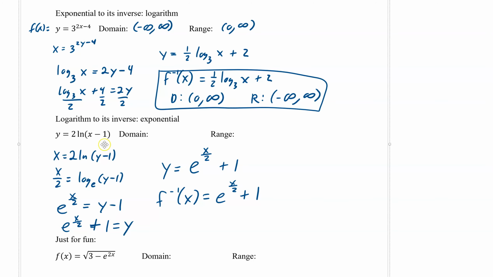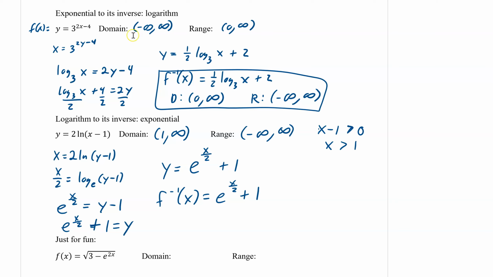And so now we need our domain. With logarithms, the inside cannot be negative. So we know our x minus 1 must be greater than 0. It can't be 0 either. So x is greater than 1. So we end up with 1 to infinity for our domain. So it's just shifted. And the range of these is negative infinity to positive infinity. Remember, we already know that from above. Our domain is negative infinity to positive infinity, so the range would be negative infinity to positive infinity for our logarithms.